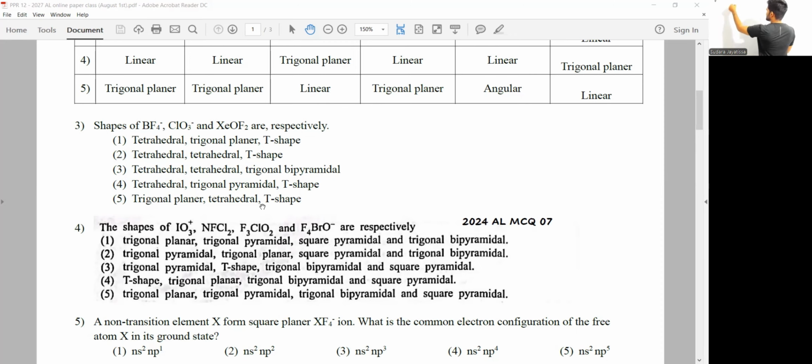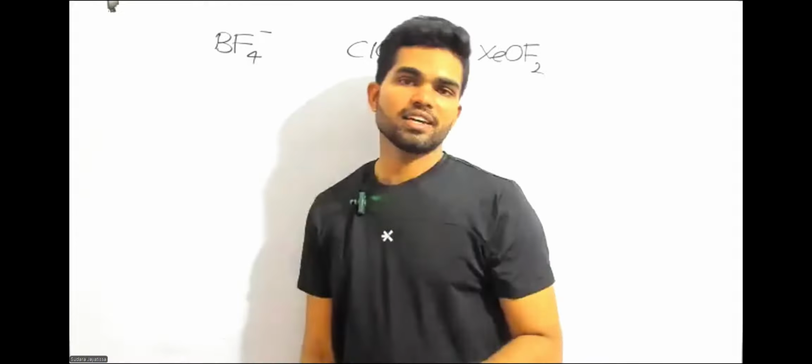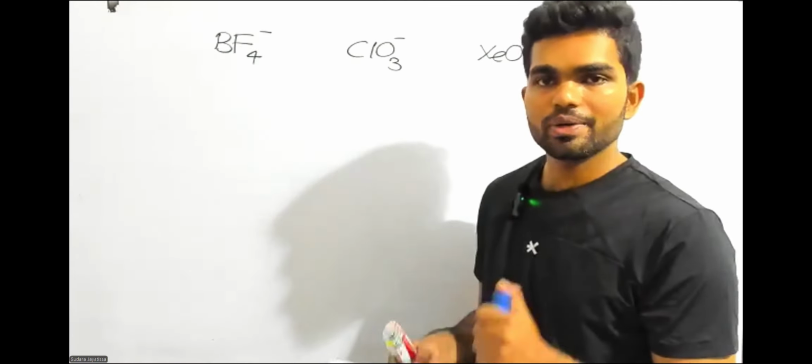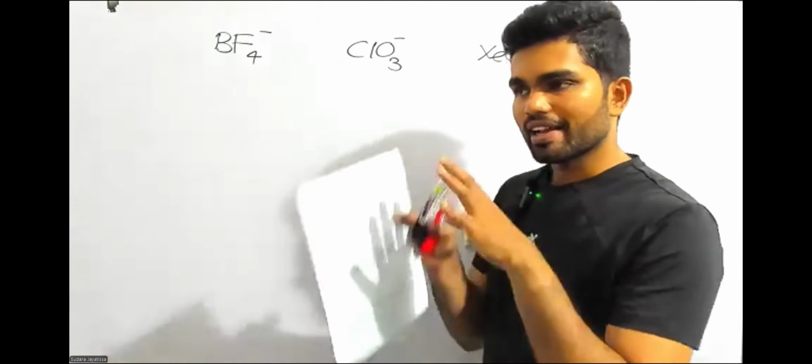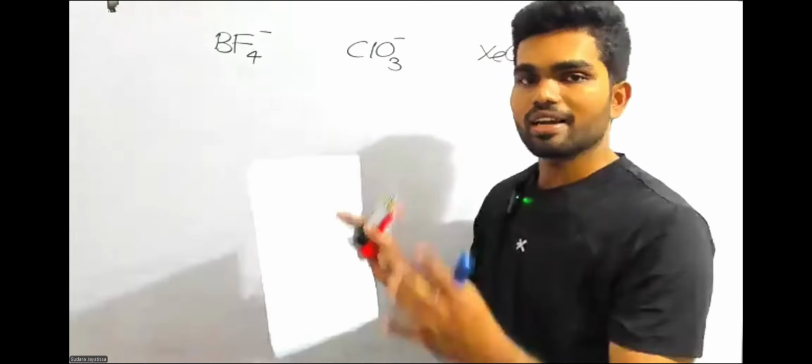So we have to draw BF4 minus, PO3 minus, and XeOF2. These are the molecules we need to draw. So what is the Lewis structure method? It first suggests getting a skeleton structure. When we get the skeleton, we place the least electronegative element at the center, and we put the other, more electronegative atoms around it.